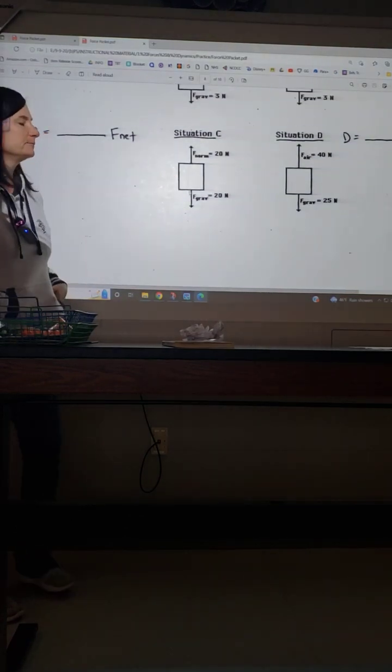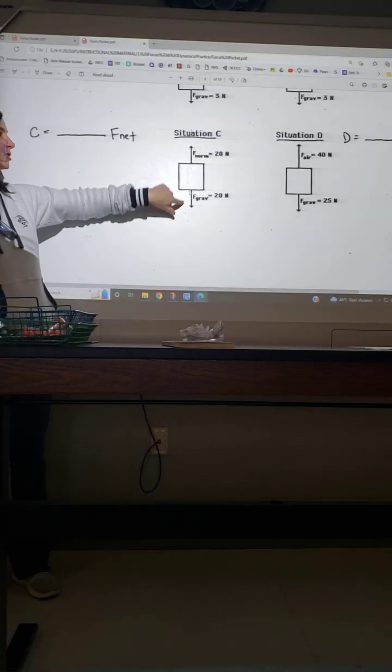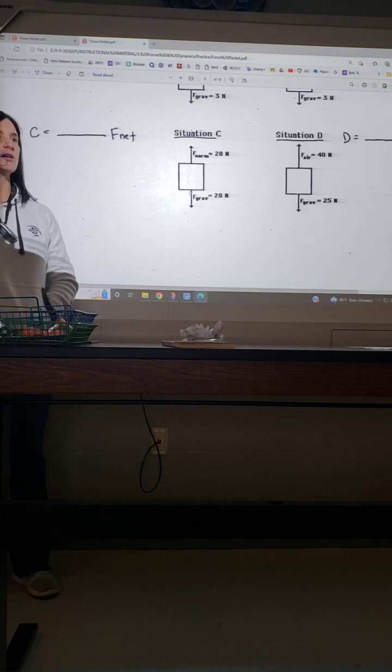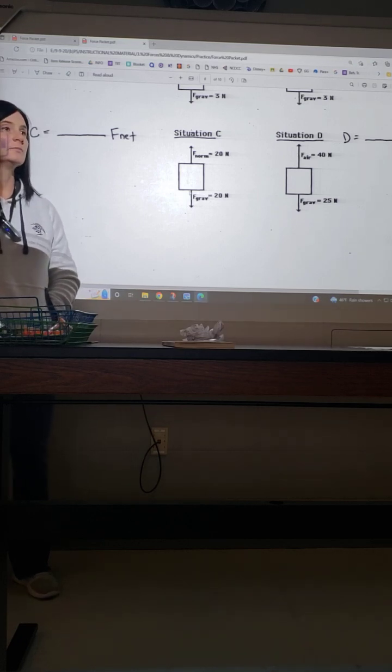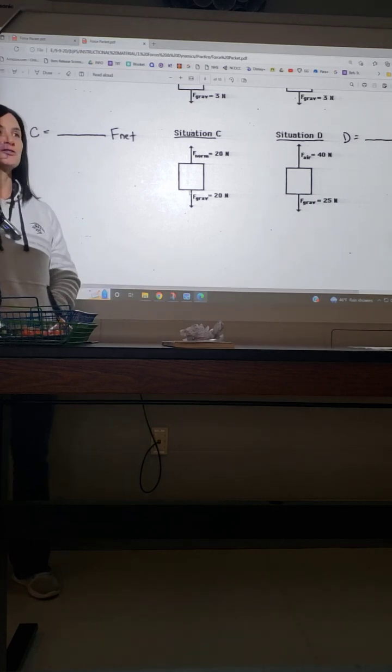What do we have here? Echo, what do you think? Are these in the same direction, or are those arrows pointing in opposite directions? Okay, so what do we do? Add or subtract them? Good. So what is 20 minus 20? 0. That's our net force.